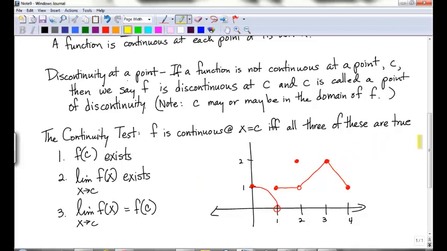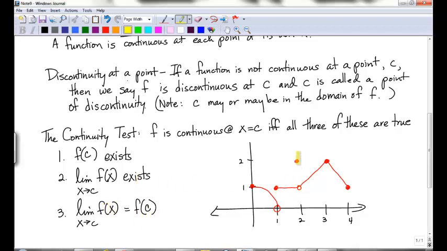Now let's look at x equals 2. Go back to number 1. Does f of c exist at x equals 2? Yes, it's that point right there. Does the limit exist? Is it coming into the same y value? From the left, it's coming into 1. From the right, it's coming into 1. So the limit is 1. This doesn't have anything to do with the function's value. So it's coming in to 1, so number 2 is okay.